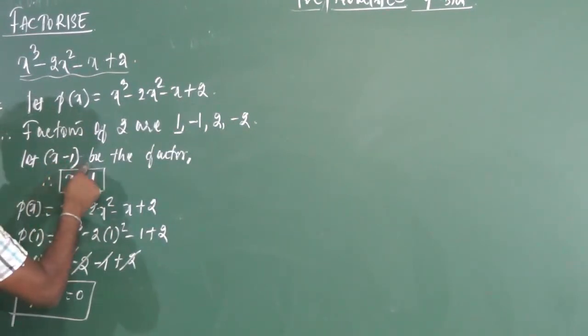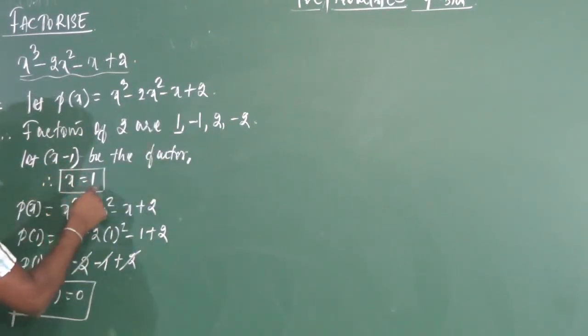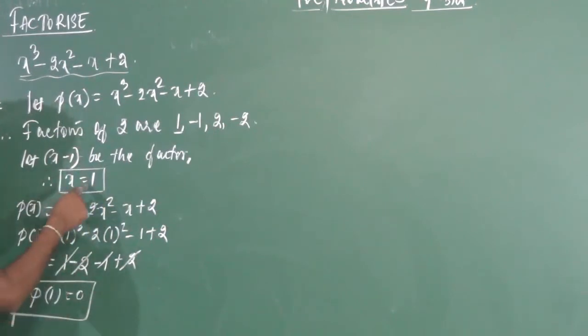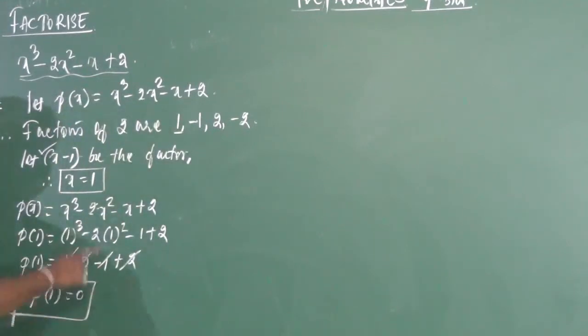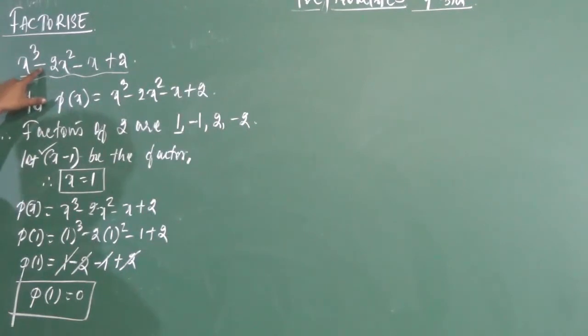So let x minus 1 be the factor. So x is equal to 1. When I substitute the value 1 in this polynomial, I am getting p of 1 is equal to 0. Therefore x minus 1 is a factor of x cube minus 2x square minus x plus 2, because when the value of x is substituted in the polynomial, we are getting the remainder as 0. That means x minus 1 is able to divide this polynomial by giving remainder 0. So x minus 1 is a factor of p of x.